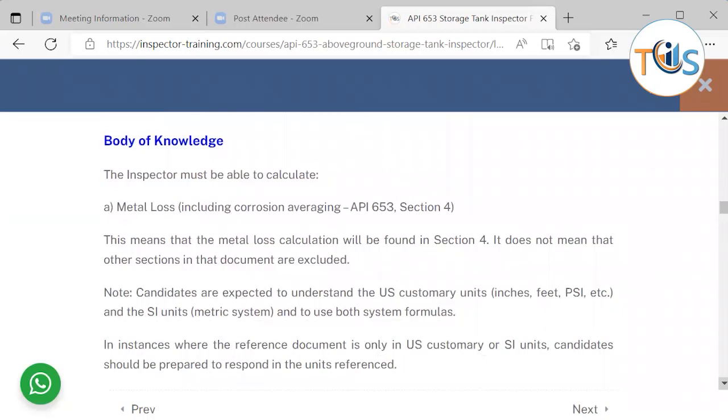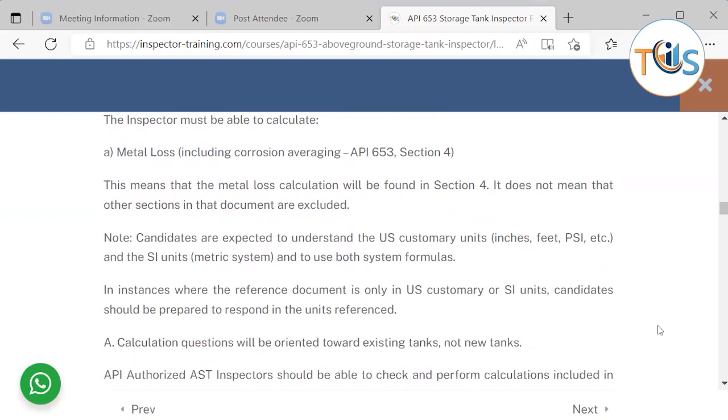This is taken from the body of knowledge, the latest one from API, and the inspector is expected to calculate the metal loss. That doesn't mean that only this section is covered. It's the entire section, and the entire API 653 is covered.